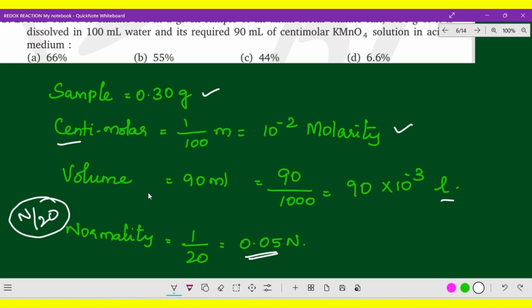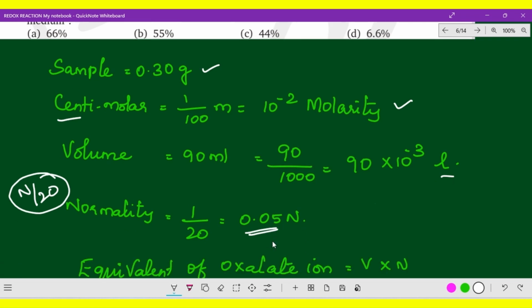N. Actually, in the question, normality has not been mentioned. So actually, this is an error. We can convert the centimolar into normality, that is N by 20. That is the basic idea. Now, normality 1 by 20. Suppose they are asking centimolar 1 by 100, equal to normality 1 by 20. So what is that normality? 0.05 N. Right, you got it.